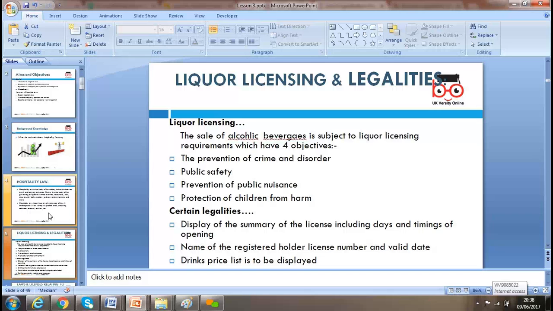Oh, yeah. So we need to look around. Dancing clubs and these bars, we need to think about them, because there is legislation. We can't send the children alone. So display the summary of the days and the timing of the opening. Like we discussed, registered holder license, and the license should be valid. Drink prices should be displayed. We can't say is it £1, £2, whatever, we need to display it so people are aware before buying.